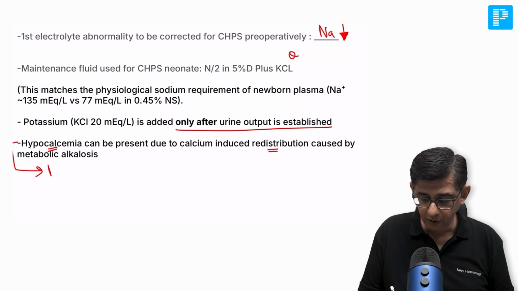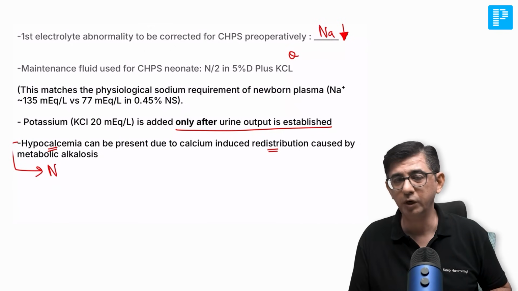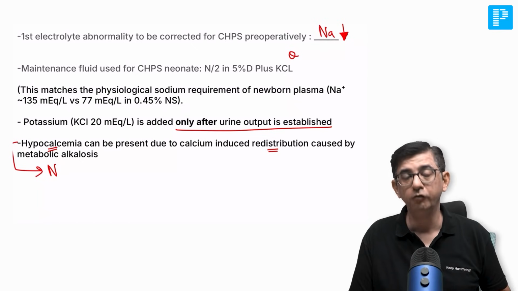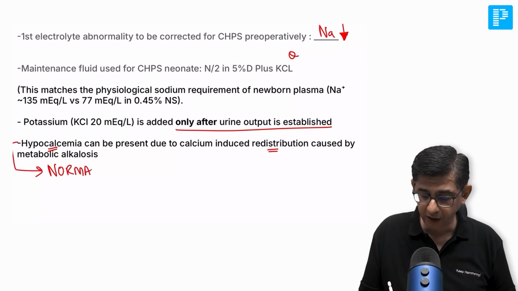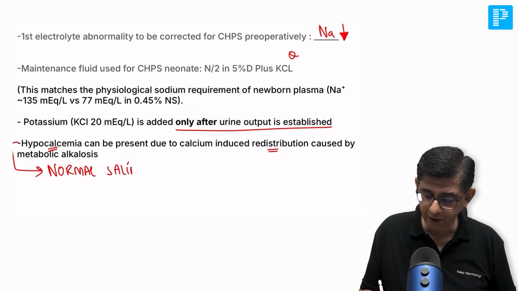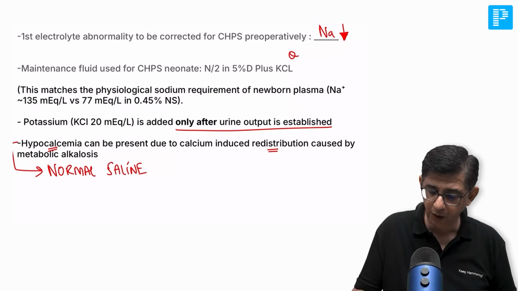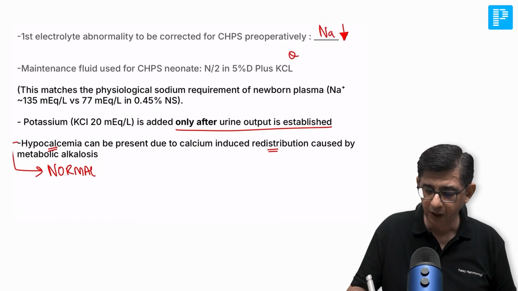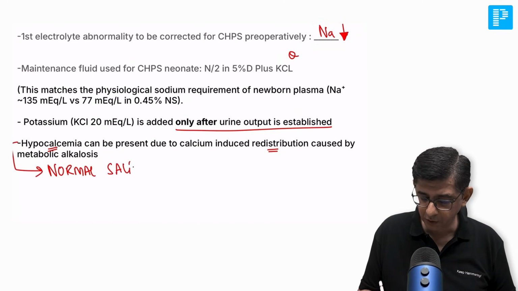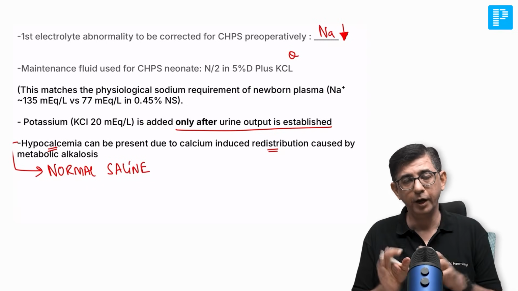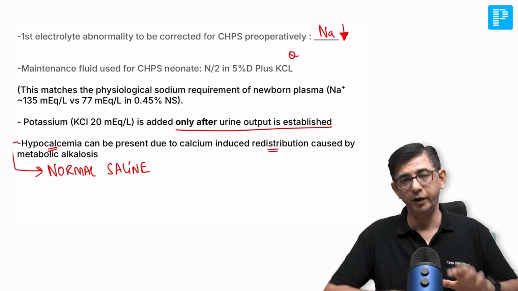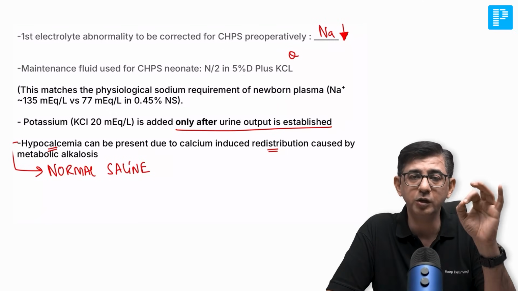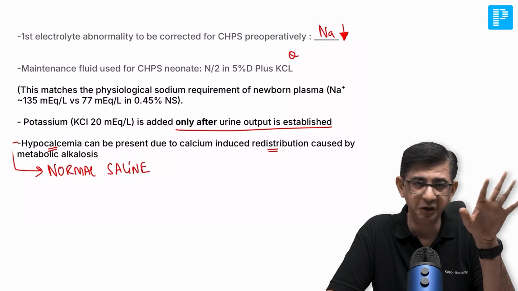So treat the metabolic alkalosis. You guys tell me, what is the fluid of choice for metabolic alkalosis, guys? Fluid of choice for metabolic alkalosis is normal saline. So when I give normal saline to the patient, it will treat the metabolic alkalosis component, and it will also treat the hypocalcemia component of this person. I repeat the facts again: calcium is redistributed in both varieties of alkalosis, metabolic and respiratory.